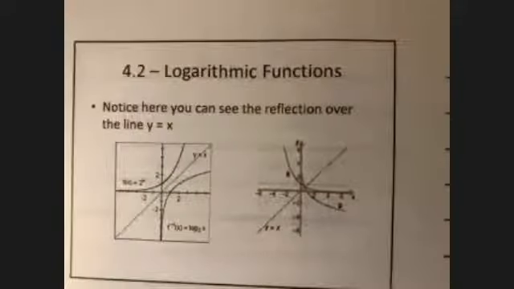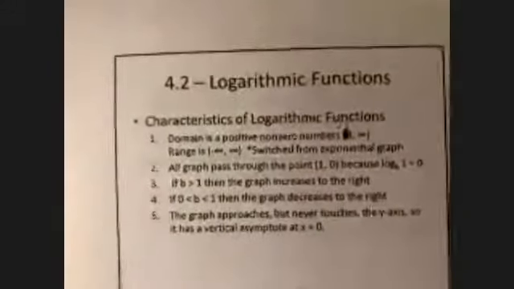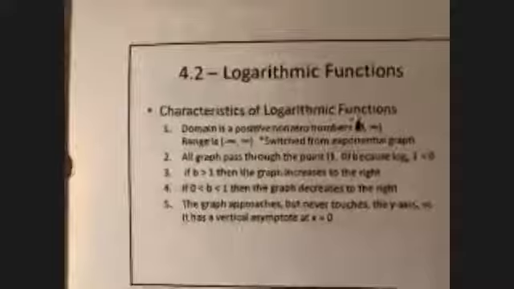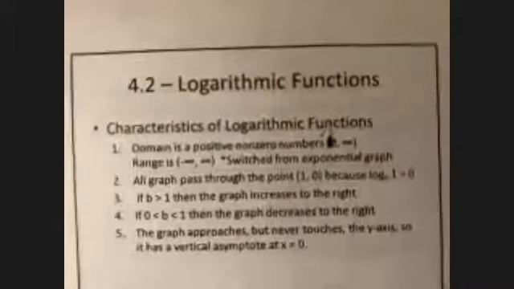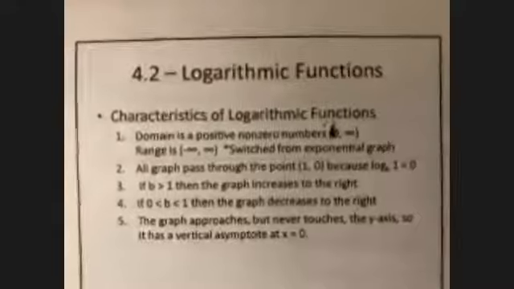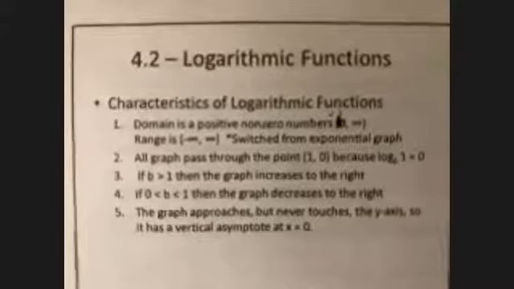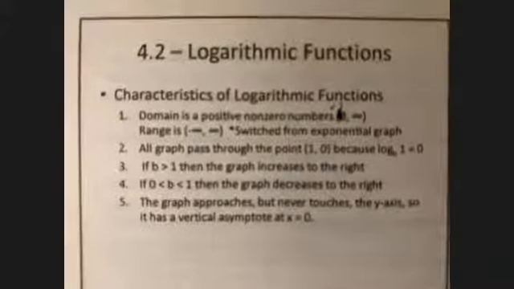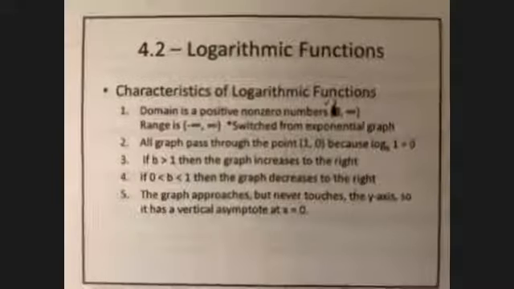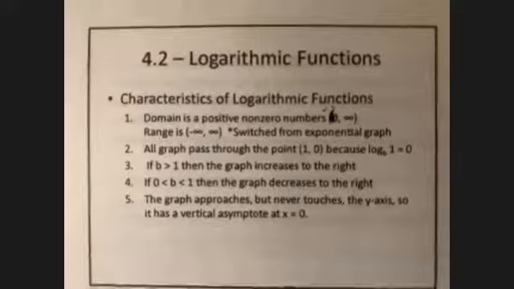Now, a couple of things I'm going to slide into this next set where we're talking about the characteristics. The domain is going to be from 0 to infinity, and the range is all real numbers. This is the exact switch of the domain and the range from an exponential function. All the graphs are going to pass through the point 1, 0, because log base b of 1 is 0. That's also the reverse of the point 0, 1 on the exponential one before.